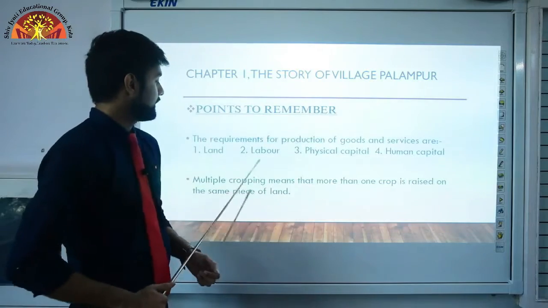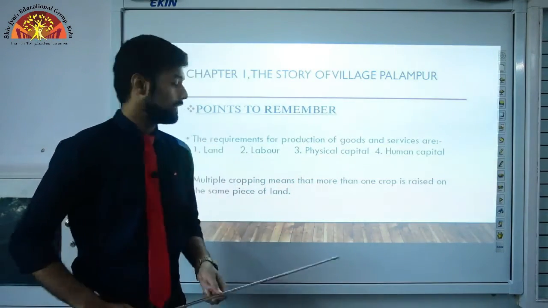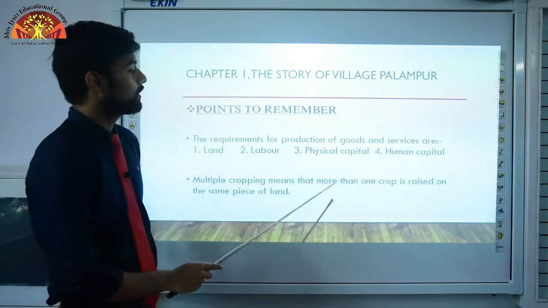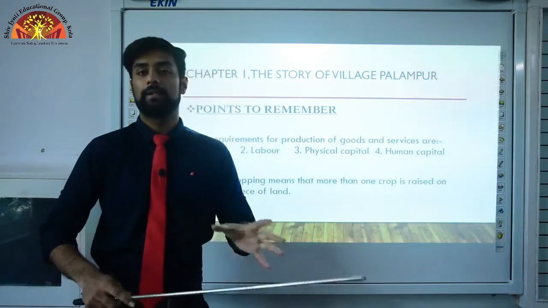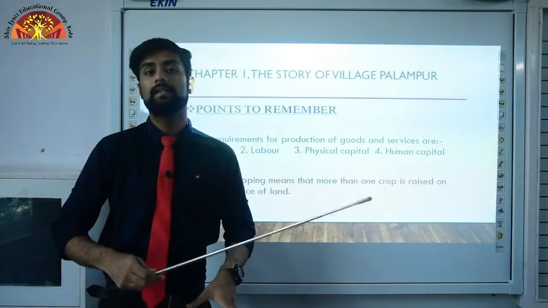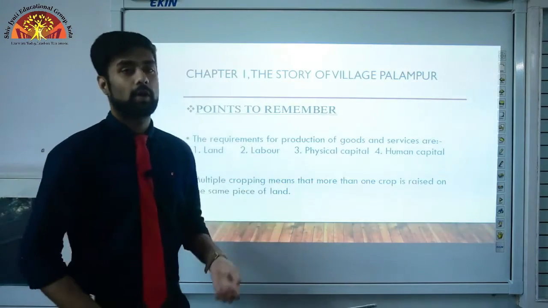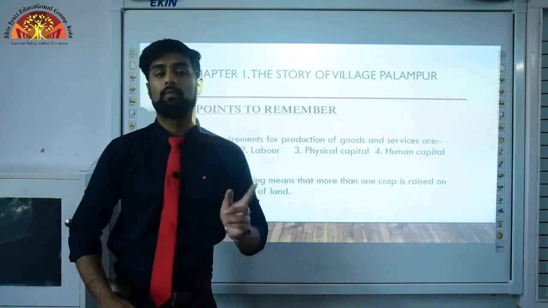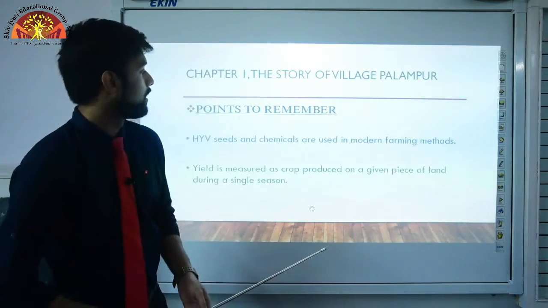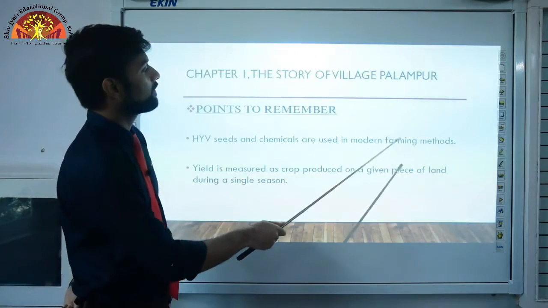Now, next thing you need to remember is multiple cropping. What is multiple cropping? Look at this here. Multiple cropping means that more than one crop is raised on the same piece of land, means a farmer has a piece of land, but on that piece of land he is growing more than one crop, okay. So that is called multiple cropping, when a farmer grows more than one crop on a single piece of land at one particular time. Then HYV seeds and chemicals are used in modern farming methods.